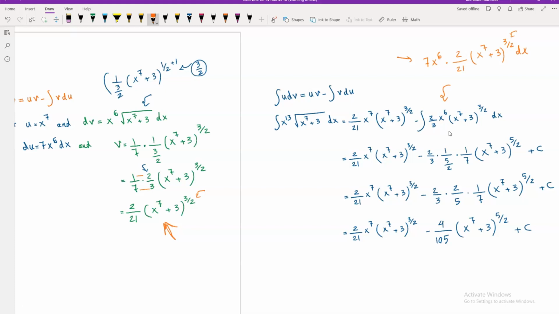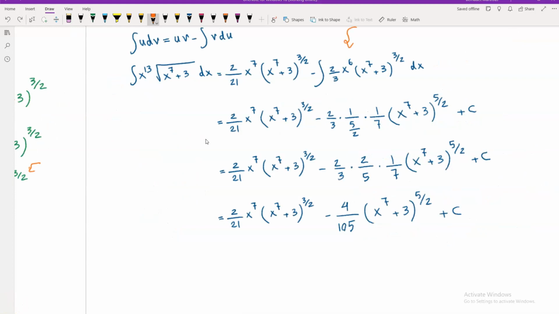So 7 divided by 21, simplify that part. We're going to have 2/3 times x to the 6th power times (x to the 7th power plus 3) to the power 3/2 times dx. Rewriting this part, now integrate what we have here.